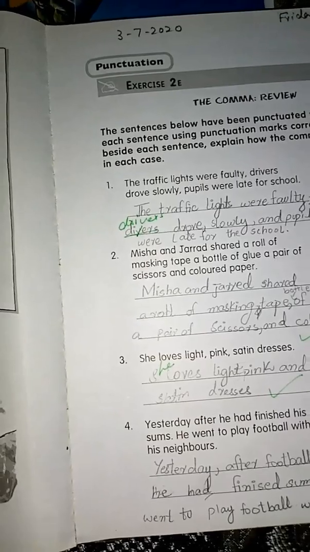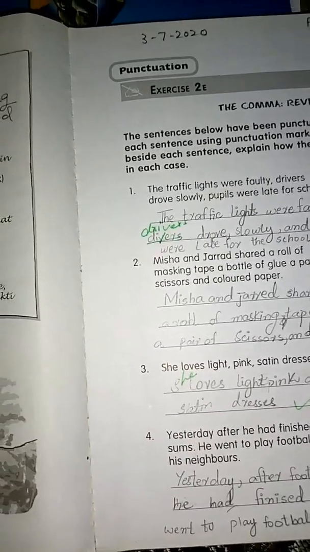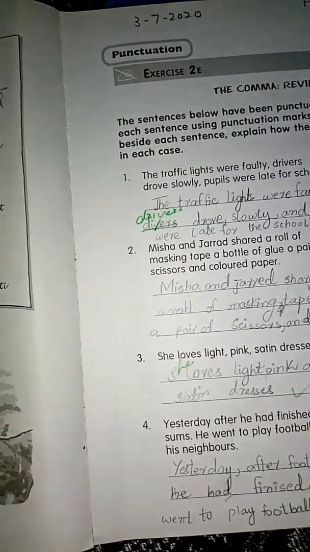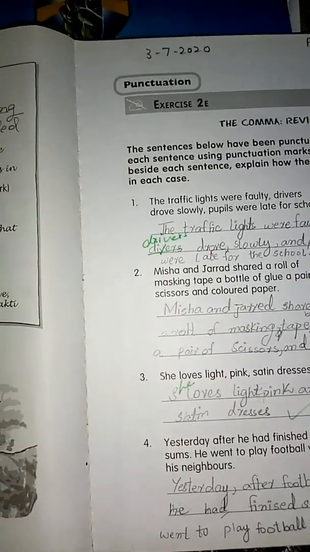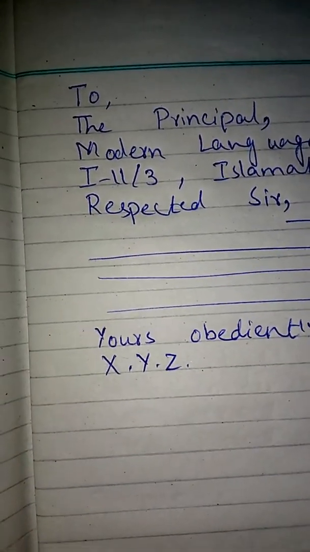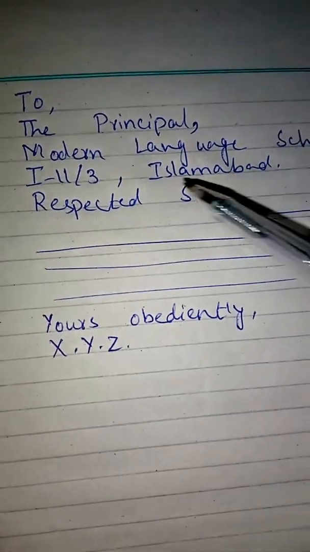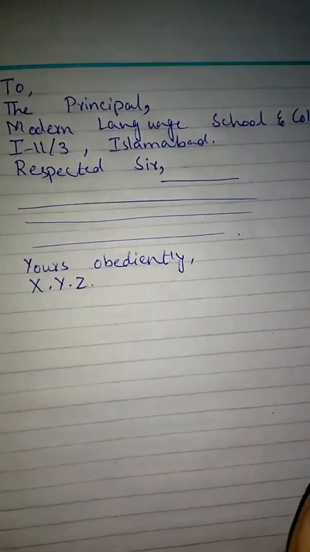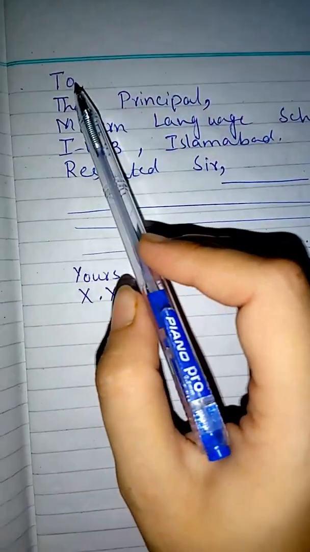There were a lot of mistakes in the application writing. What was the first mistake? When you write an application, you have to start it like this. This is the pattern of writing the application.